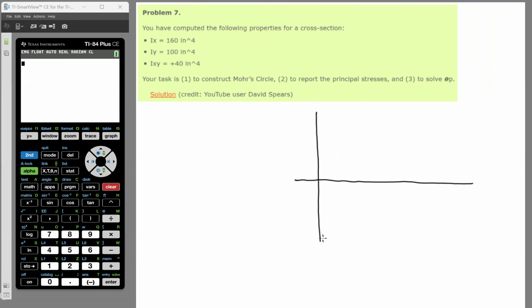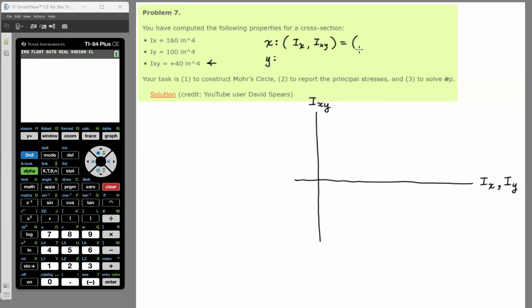On the horizontal axis, I want to plot the moment of inertia about the centroidal x-axis, the moment of inertia about the centroidal y-axis, or any other axis, A, B, C, D, what have you. The vertical axis, I want to plot the product of inertia IXY. We begin the process by going into the circle with 2 points. My point labeled X is going to be IX, IXY.